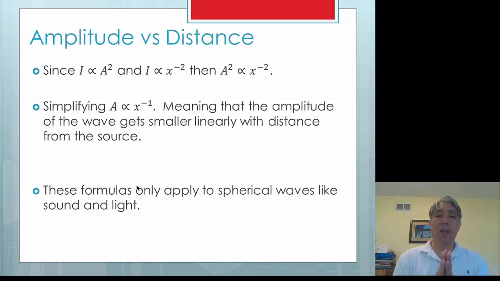Lastly, it's not part of the formulas, but let's look at amplitude versus distance. Since intensity is proportional to amplitude squared, and intensity is proportional to x to the minus 2, we solve for amplitude and distance, and so amplitude drops off with the distance. Amplitude is inversely proportional to the distance from the source. These formulas also only apply to spherical waves like sound and light. It doesn't really apply to a wave on a string.